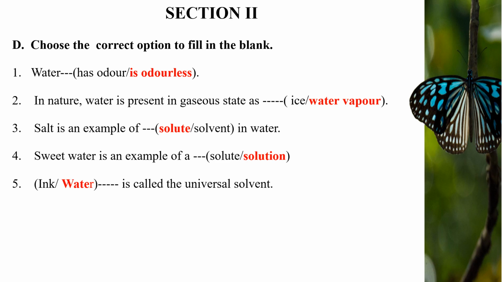Third, salt is an example of dash in water. Options are solute or solvent. Correct answer is solute. Salt is an example of solute. Fourth, sweet water is an example of a dash. Options are solute or solution. Correct answer is solution. Sweet water is an example of a solution. Fifth, ink or water dash is called the universal solvent. Answer is water. Water is called the universal solvent.